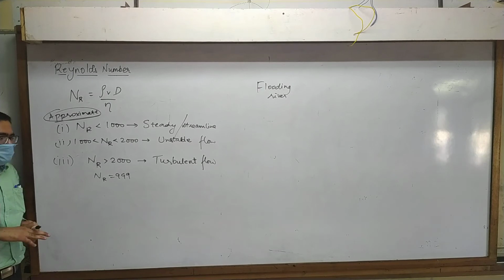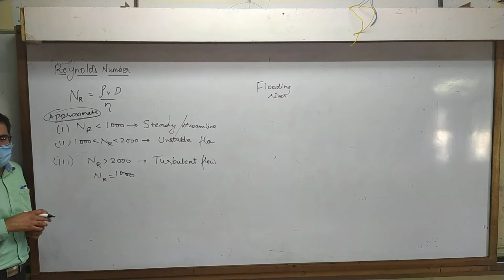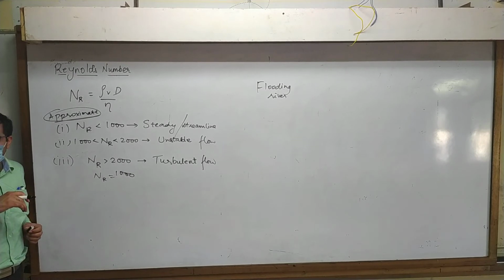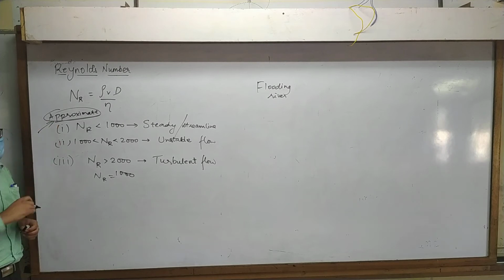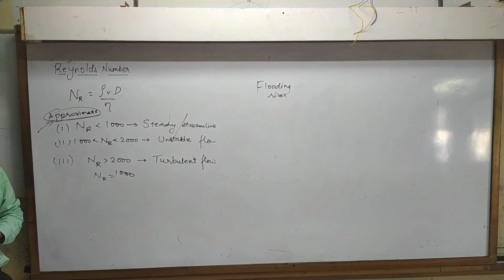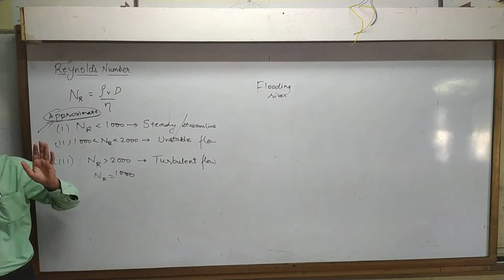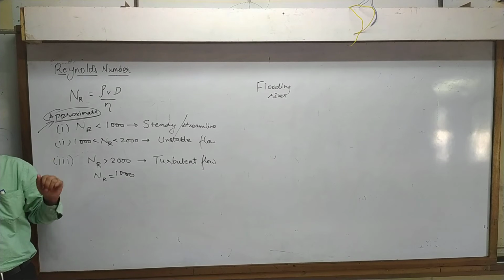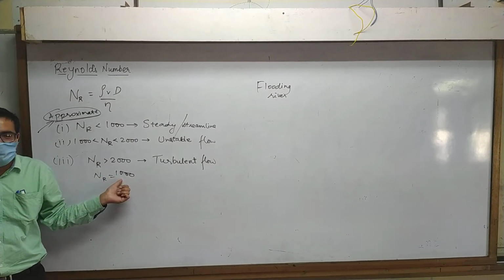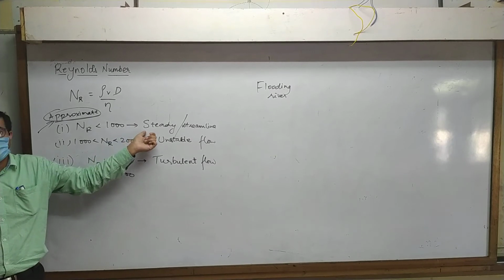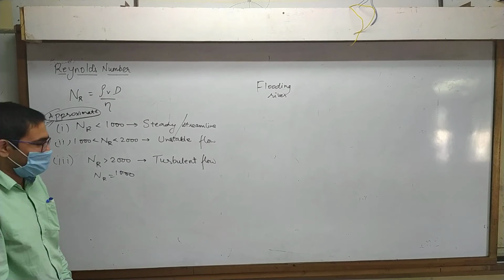This is not a strict criterion. So nobody should ask, sir, if it is 1000, what happens? I know inequalities, but I don't write equal to, because there is no need. These are only approximately true. That is, these are ranges. So around 1000, it is steady flow. That's what you understand. Okay, so don't ask what happens if it's exactly 1000. We'll still say it is steady. Okay, so that's what Reynolds number is.